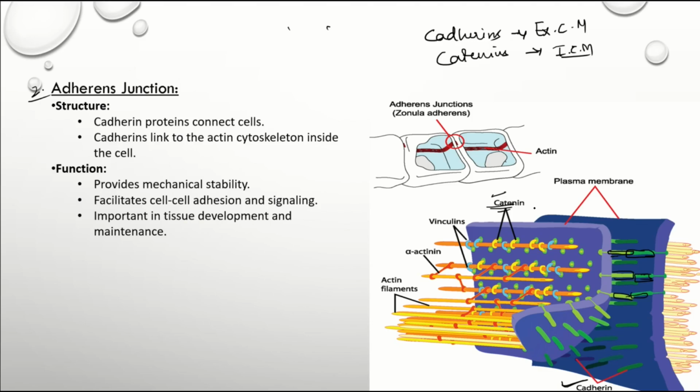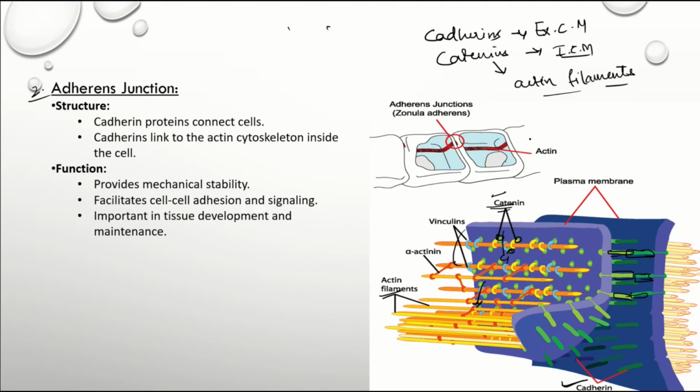Here you can see the binding, and inside, the catenins are linked to the actin filaments inside the cell. Okay, the actin filaments present inside the cell are directly linked to it, right? Catenins are these greenish molecules you can see; these are catenin molecules. These catenin molecules are again directly linked with the actin filaments.